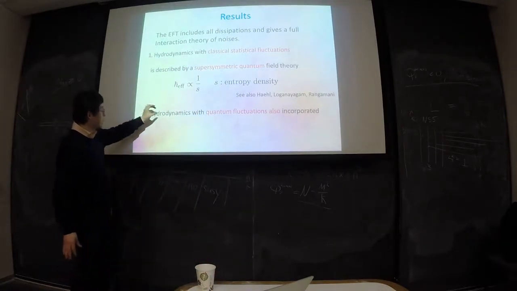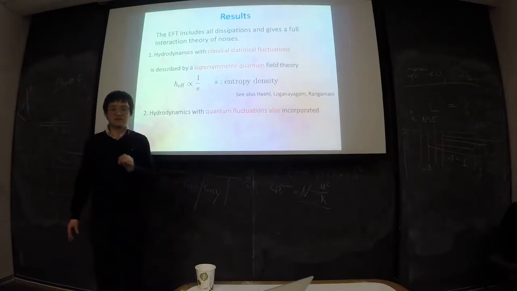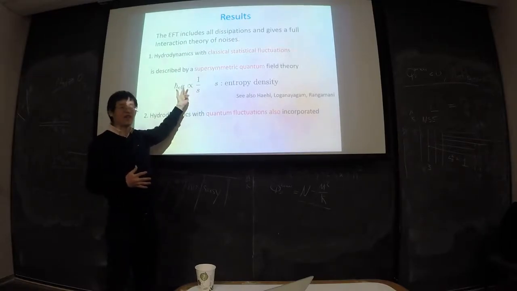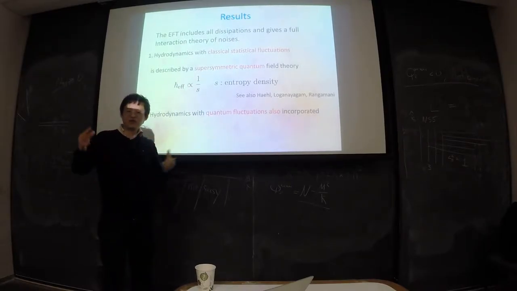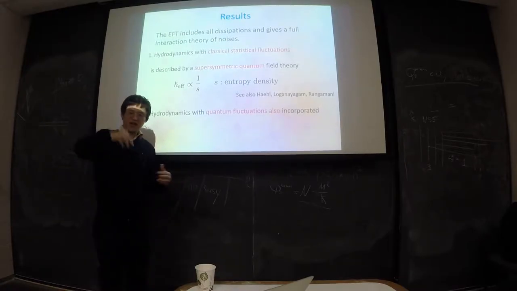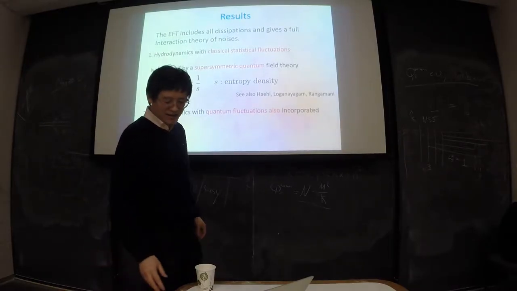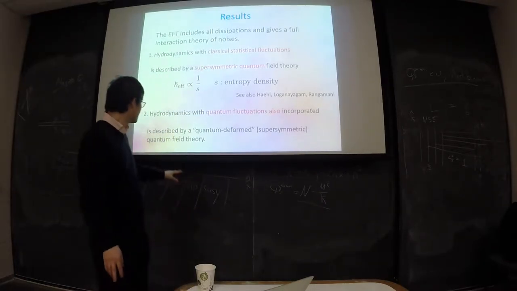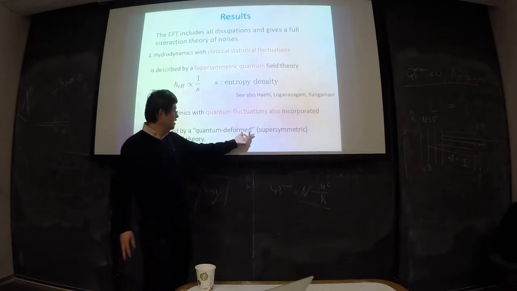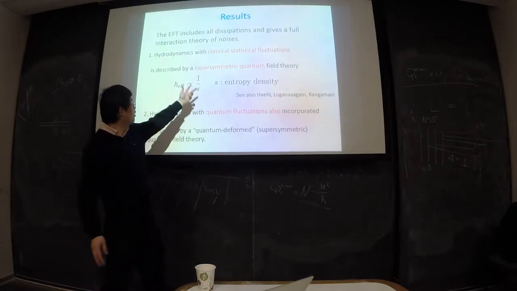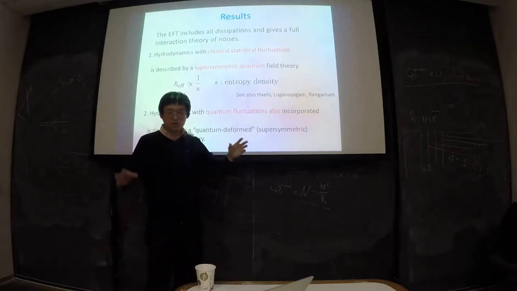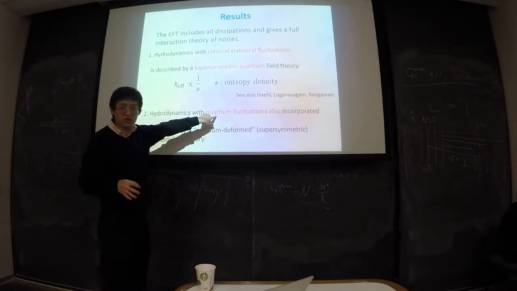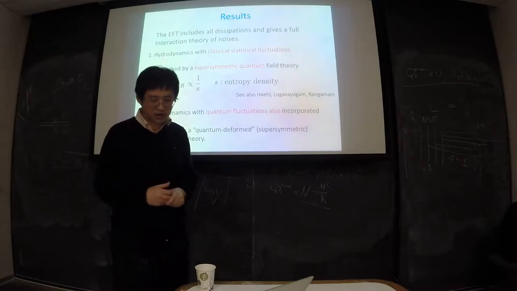And now if you want to do hydrodynamics with quantum fluctuations also incorporated, you can imagine this is a little bit more complicated because you already have an H-bar, and now there's another H-bar. What do you do? Somehow you have to put in another H-bar. We don't actually have a full story for this, but there are some hints: this gives you some kind of quantum-deformed supersymmetric quantum field theory. The ordinary supersymmetry is deformed into some kind of higher derivative version of supersymmetry, and that deformation will involve this quantum H-bar.